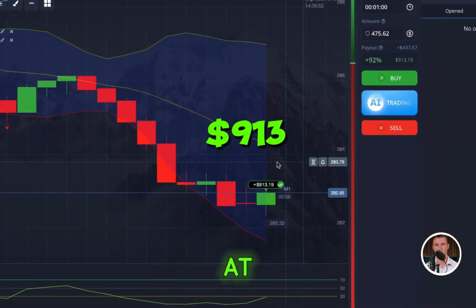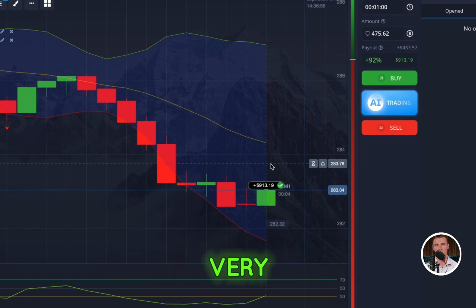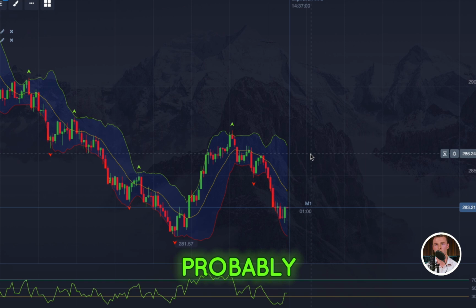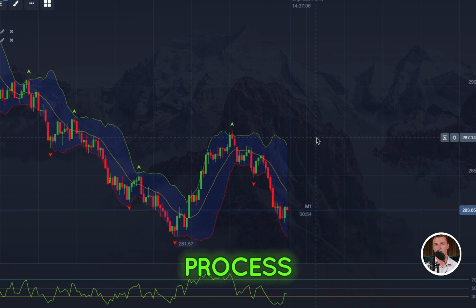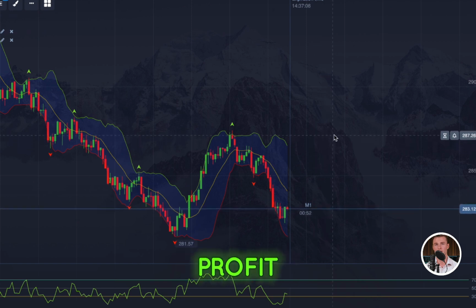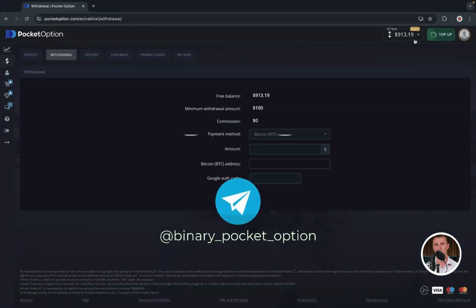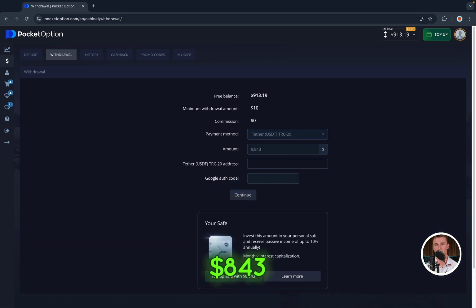And the position in the last seconds closes in plus perfectly. Very tense moment, very tense deal. Let's probably finish today's trading process on this result. We will fix the profit and go to the conclusion. The sum of today's profit will be $843.